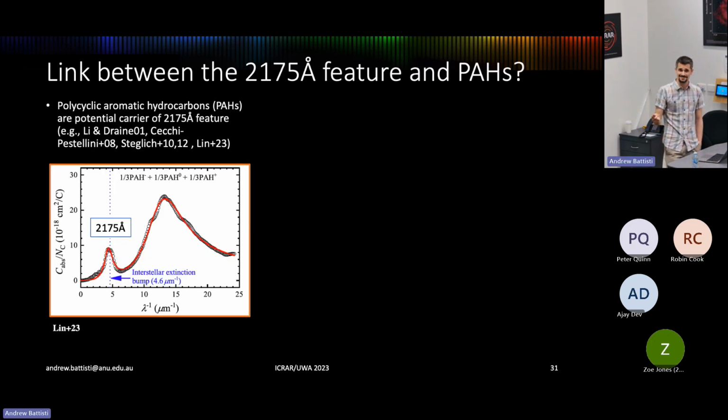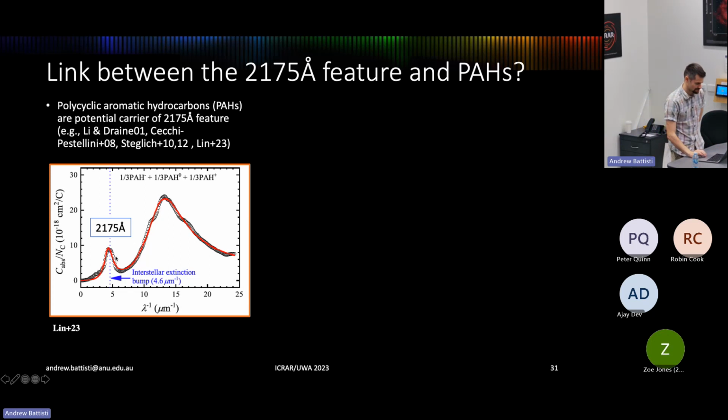So the PAHs have, for a long time now, been thought of as the main potential carrier of this 2175 angstrom feature. And actually, there was a really interesting paper earlier this year where they were able to reproduce this absorption feature in laboratory measurements using analogs of some kind. This is showing inverted wavelengths, so more UV is to the right on this diagram, which is something that people working in extinction like to do.